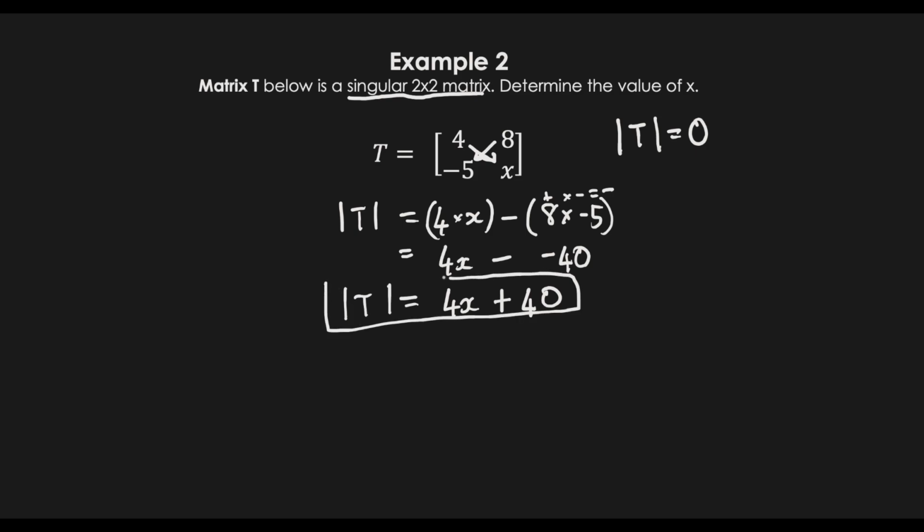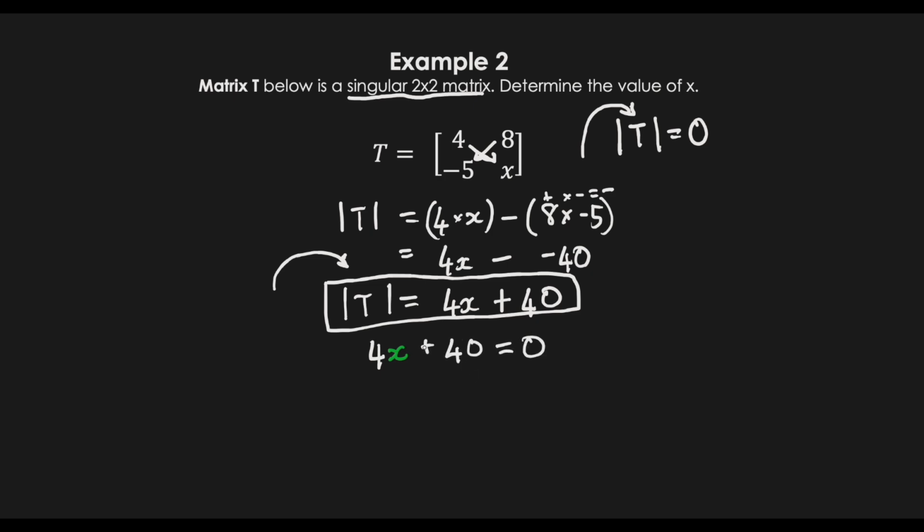Now remember, we have to calculate the value of x. We also know that this matrix T is singular, which means its determinant is equal to 0. So therefore, if the determinant is equal to 0 and this determinant is equal to 4x plus 40, that must mean that both of them are equal to each other. So in other words, 4x plus 40 must be equal to 0.